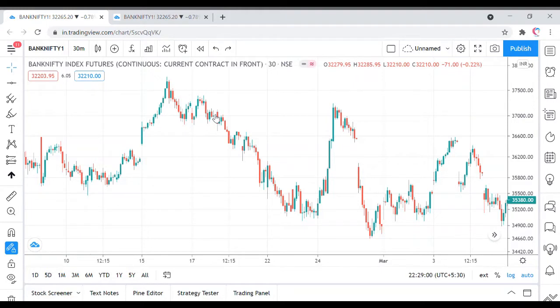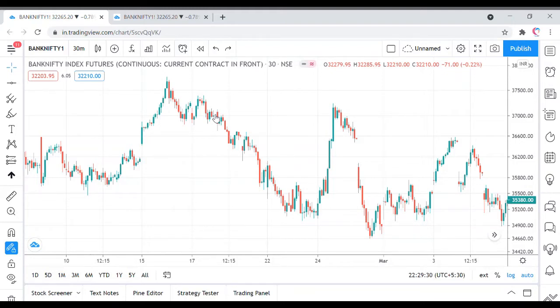Today we are going to show you a very simple intraday trading strategy which can be easily used to trade Bank Nifty index futures. This is not at all complicated. You don't need any technical indicators or in-depth technical knowledge of trend lines to use this strategy and trade the Bank Nifty futures contract.